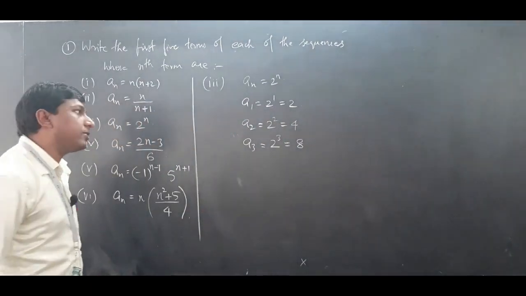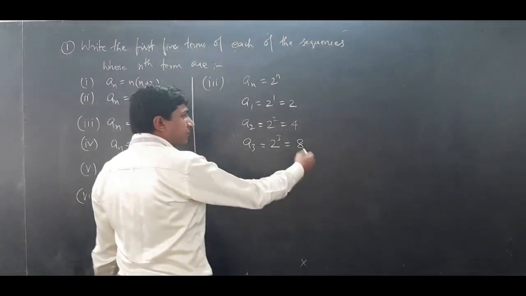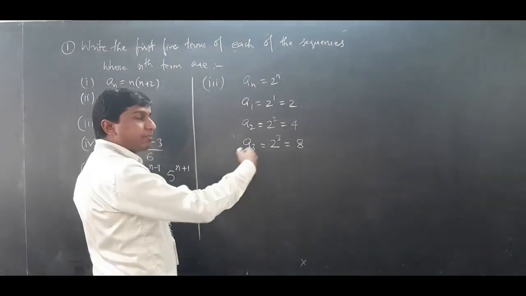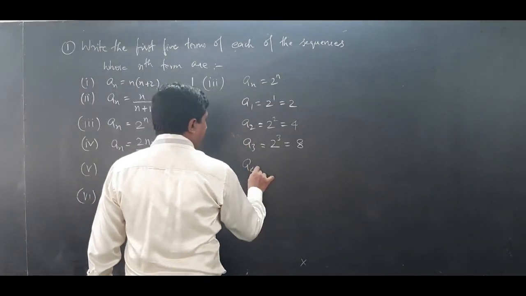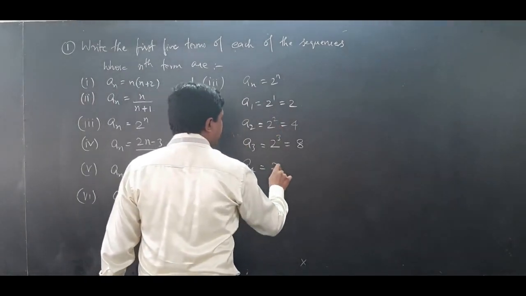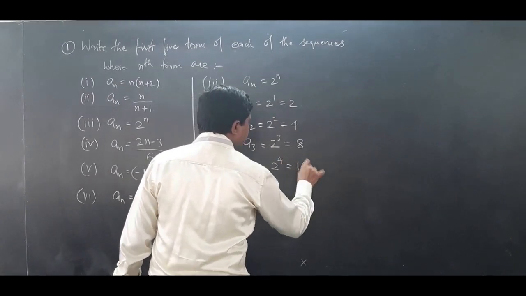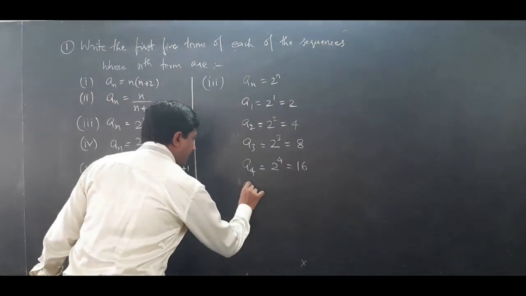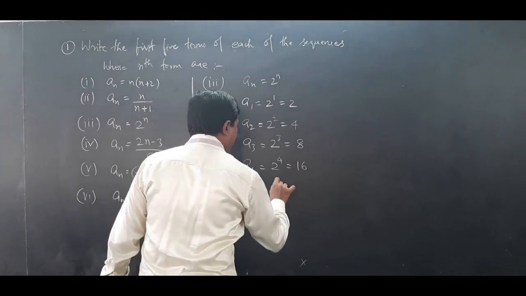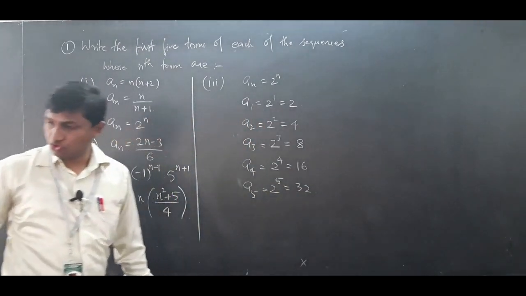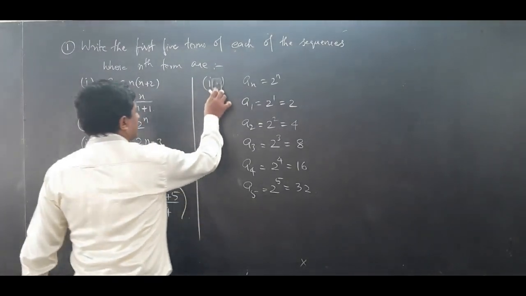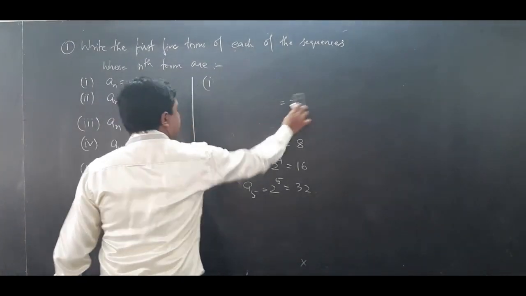Again, for every problem, you can pause the video and you do it yourself, then play it again and see whether you have got the same answers. A4 equals 2 power 4, which is 16, and the fifth term, A5, 2 power 5, which is 32. Fourth problem.